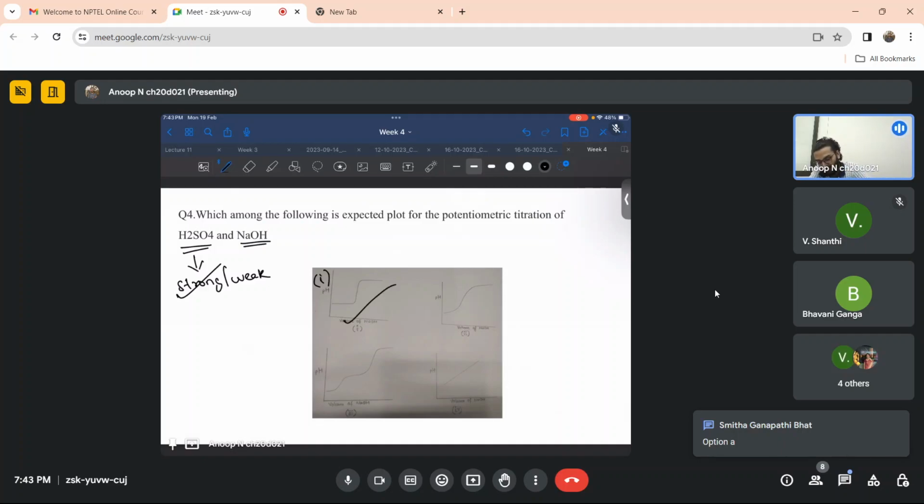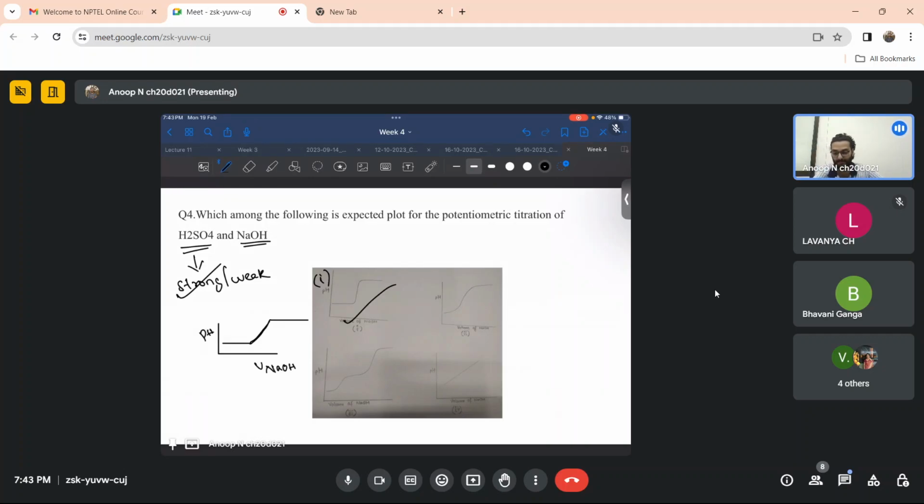Why? For a strong acid, it will be very straight here, then we have the neutralization, a sudden increase, then it is stable again. This is pH, this is volume of NaOH. So option A will be the answer. This week's class was relatively easy, that's why I tried to reinforce the previous topics.